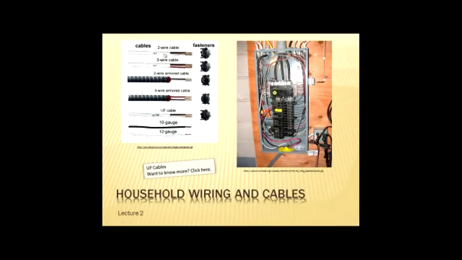All right. So on the very top, you see two wire cable, but immediately what do we see? We see one, two, three wires. So why is it that we look at the cable and it says two wire, but there are actually three wires? Okay, we're going to take a look at that. Then the next one, we see three wire cable. And over here, if we count the wires inside that cable, we're going to see one, two, three, and four. Then the next one, we're going to see two wire armored cable.